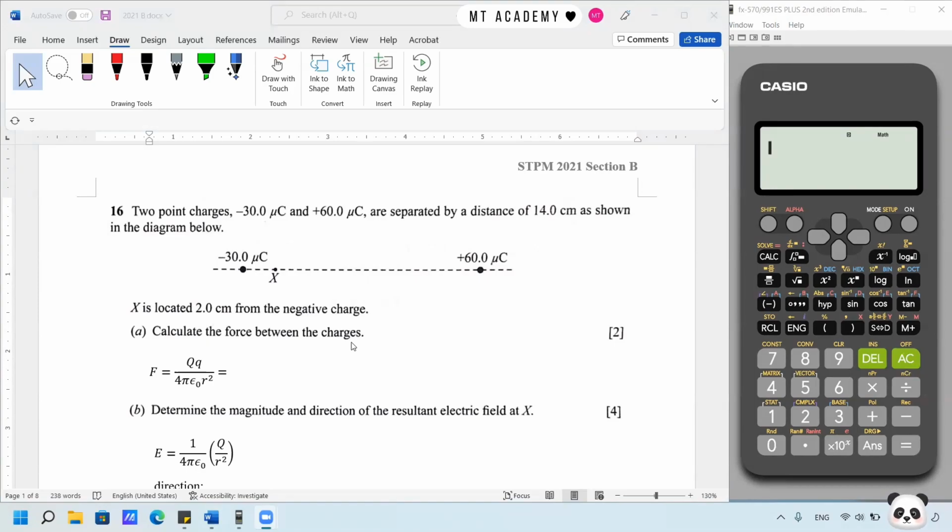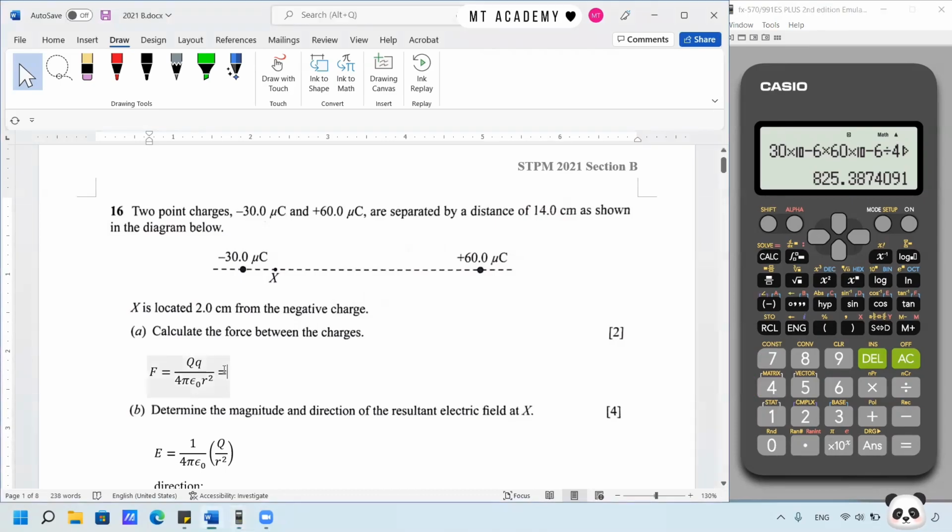So this is the electrostatic force that you have learned from Coulomb's law, and the formula is provided here. All the values are given: we have the charges and the distance. So you just put in the values and you can solve the first question. The force is equal to the product of the charges, 30 microcoulomb multiplied by 60 micro, divided by 4 pi, divided by epsilon, divided by r squared, so it is 0.14 meter squared.